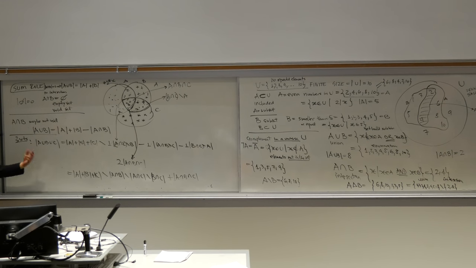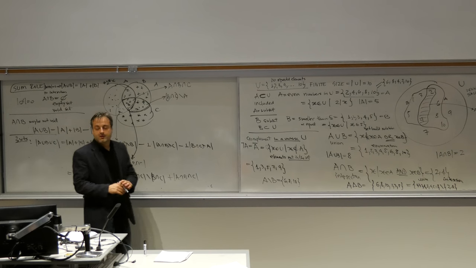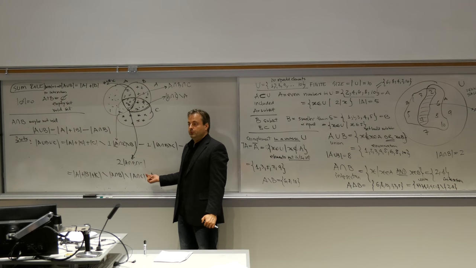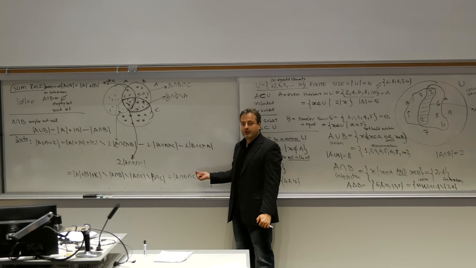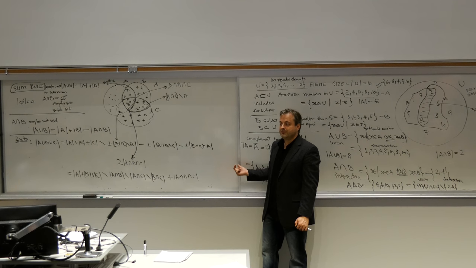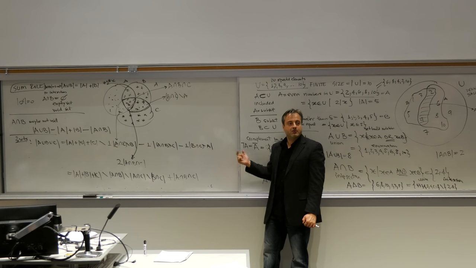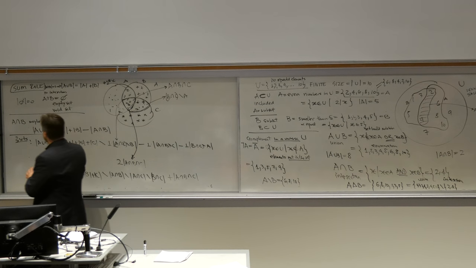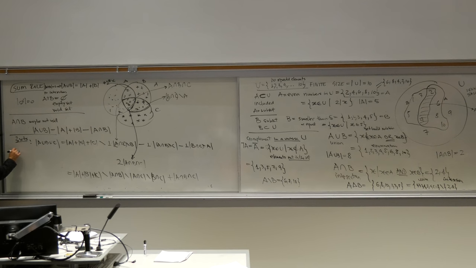So you can show that this works with any number of sets. Four sets would be add the sets, subtract the intersections of two, add back the intersections of three, then we'll do what? Remove the intersection of four, then add back the intersection of five, remove the intersection of six. You can show that for any number of sets, this gives you the size of the union. This has a name. It's called the inclusion-exclusion principle.